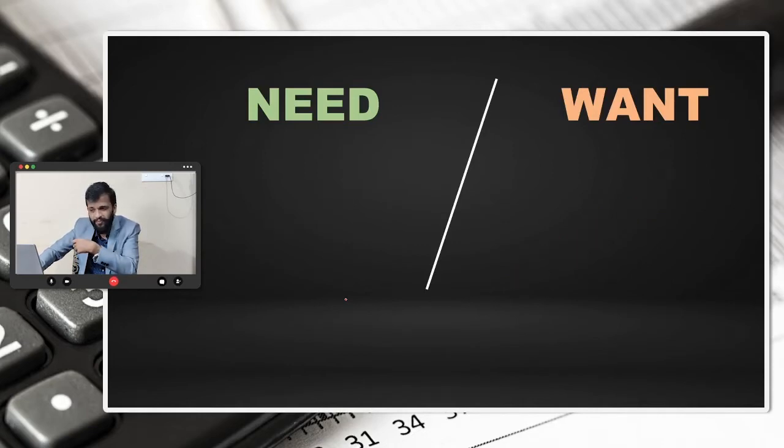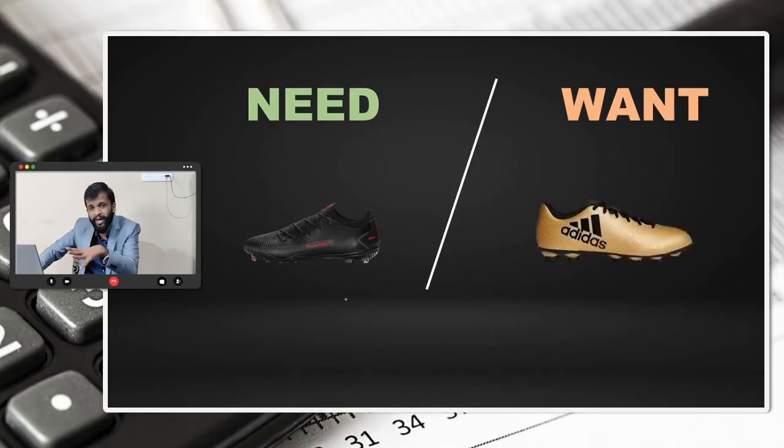Let us take another example. Maybe simple black football shoes were enough to play and run around on the ground, but you require a brand. You require those golden shoes, maybe which Ronaldo wears or Messi plays with. So you need, or you want, those type of shoes. So your need from simple shoes has changed into want.